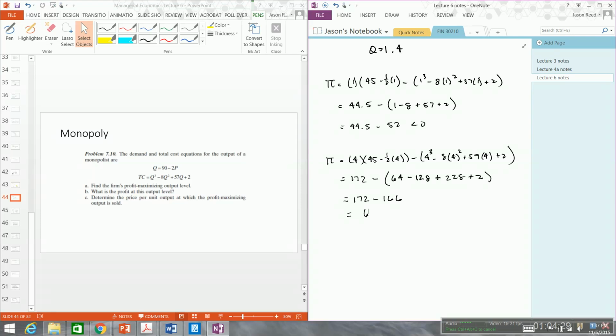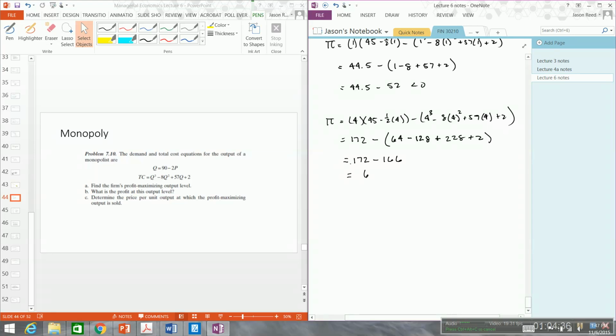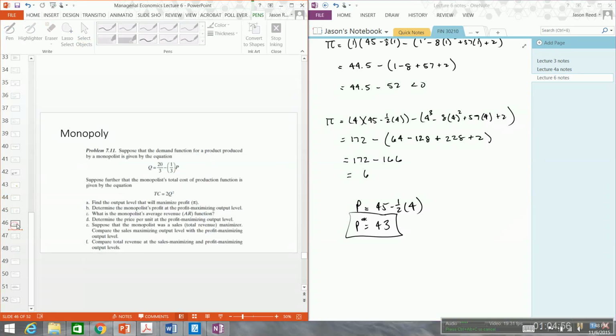Determine the price per unit output at which the profit maximizing output is sold. So at a Q of 4, we now go back into our demand curve where P is equal to 45 minus 1/2 times 4. So P is equal to 43. So this is our price per unit sold as a monopolist. Good. So then we have another problem.